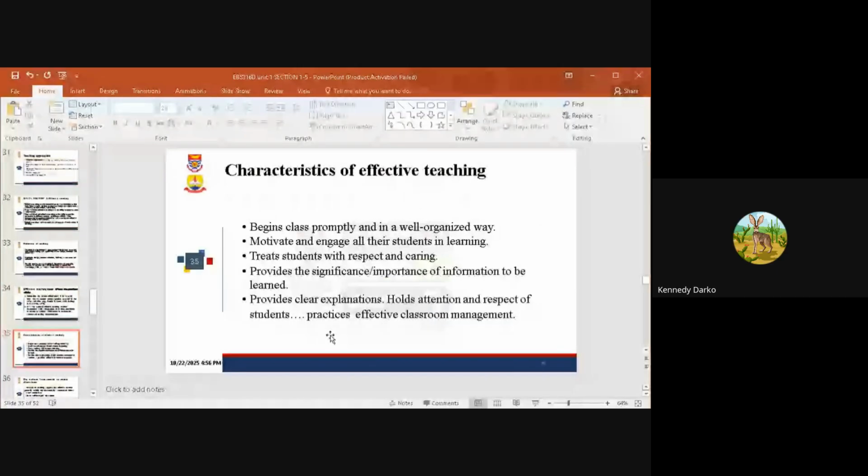Characteristics of effective teaching. What shows that you are taught well? Look at the characteristics. Please, let's start. Please check and mute yourself. Now, one, begin class promptly and in a well-organized way. You must begin class promptly and in a well-organized way. You go to the classroom, I'm teaching, then you start teaching. No, this is not organized. Students should be prepared so that you now teach them.